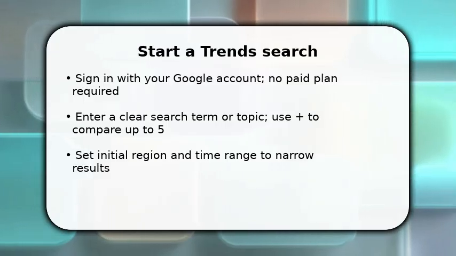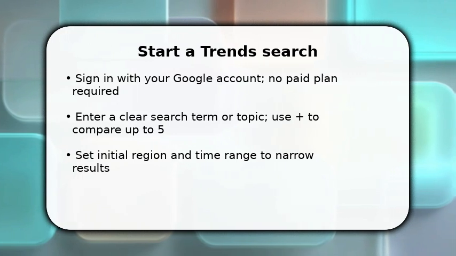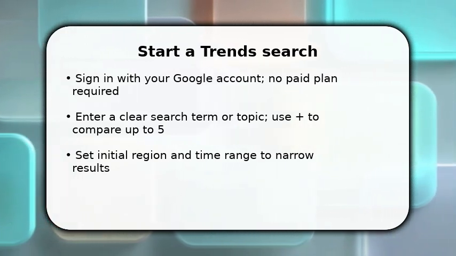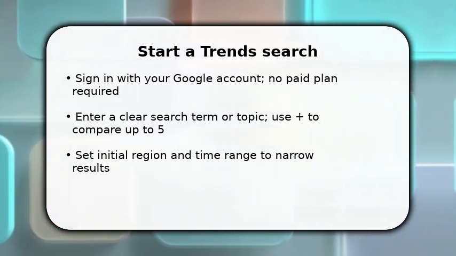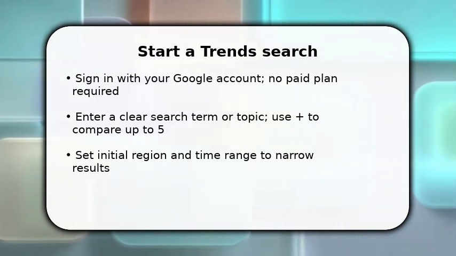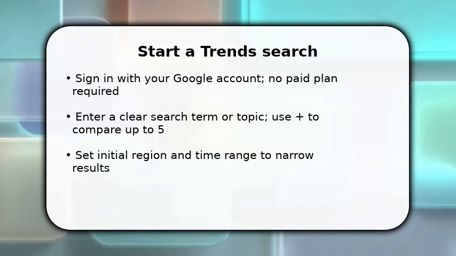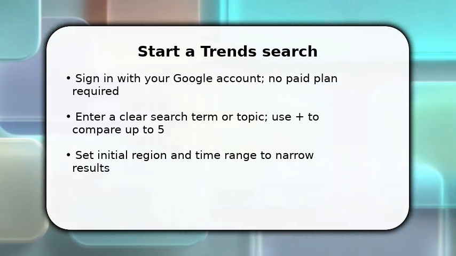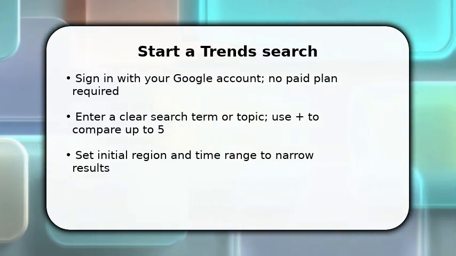You begin by opening Google Trends and signing in so your settings persist. Type a precise keyword or topic and add comparisons with the plus button to see relative interest. Once done, immediately set the region and time range to focus the data. This changes the baseline and makes trends meaningful.